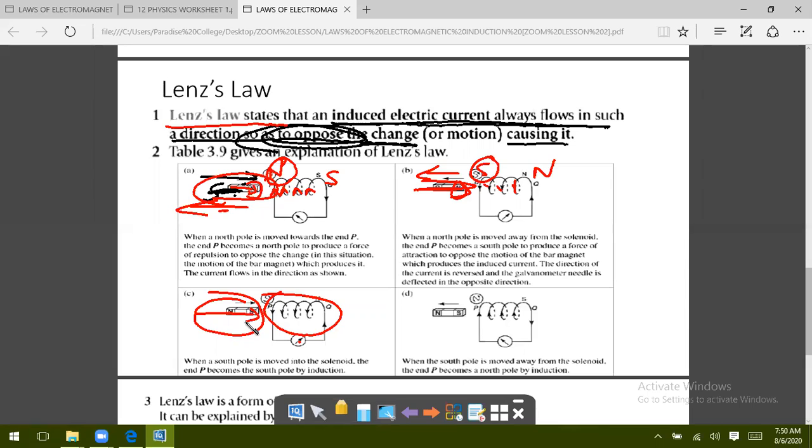Once it pushes the magnet away, again, current direction changes. Once it moves up that way, using right-hand grip rule again, this becomes north pole, this becomes south pole, and so you got a south pole and north pole, opposite poles, they're going to attract each other. So again, it acts in such a way that it opposes the movement. The current flows in such a way to oppose the movement of the magnet, and that is Lenz's law.